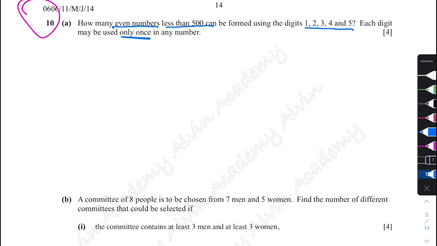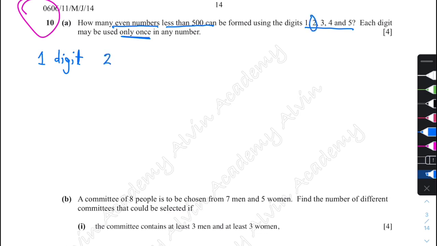Okay, so the first thing that you need to consider is that you could have only one digit, okay? So let's say one digit, we will have 2, even, that's 2, or you have 4 for one digit. So this means there are two ways of doing that. It's either you go with 2 or you go with 4.